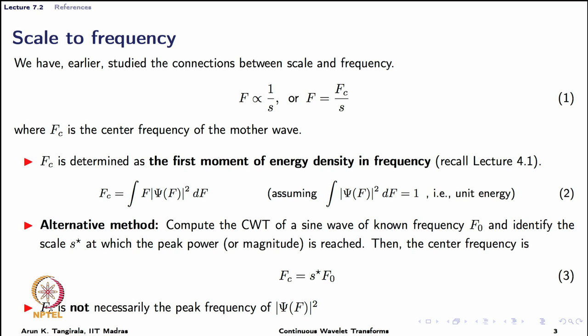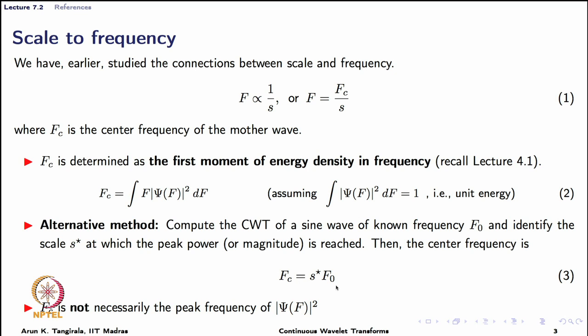An alternative method of determining the center frequency is to take a sine wave or a cosine of known frequency and evaluate the continuous wavelet transform with the wavelet for which you want to find the center frequency, and then determine the scale at which the CWT reaches a peak or the wavelet power reaches a peak. Both are equivalent. Then the center frequency is calculated as given in equation 3.